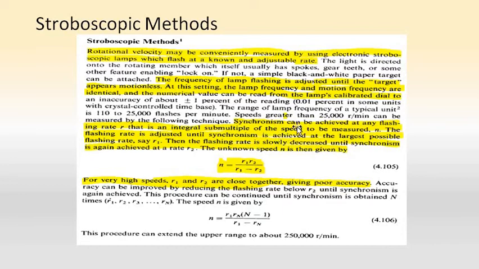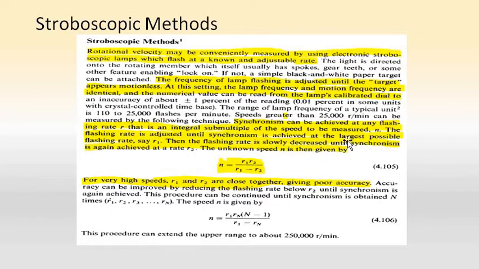Now such synchronism can be achieved at any flashing rate that is an integral submultiple of the speed to be measured. So any two such flashing rates are taken, say R1 and R2, and depending upon those two flashing rates, we make the lamp achieve synchronism, and as a result we can obtain the speed of the rotating material.